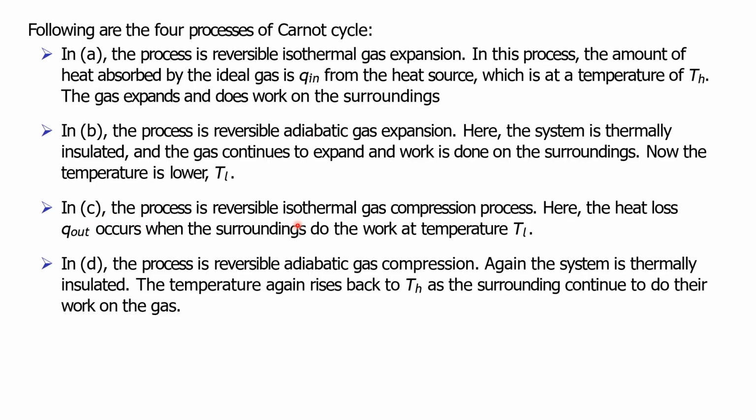In C, the process is reversible isothermal gas compression. Here the heat loss, Q out, occurs when the surroundings do the work at temperature TL. Again this is an isothermal process, so the temperature will not change from TL to TL; the temperature will be the same for B and C. And in D, the process is reversible adiabatic gas compression. Again the system is thermally insulated. The temperature rises back to TH as the surroundings continue to do work on the gas.